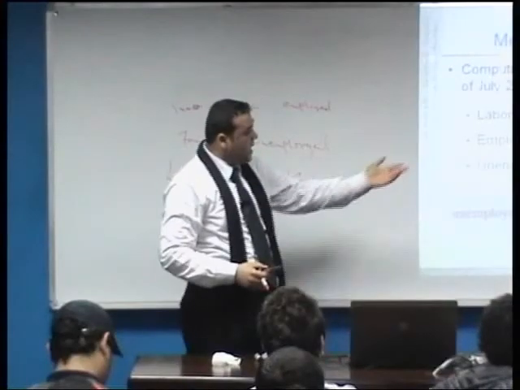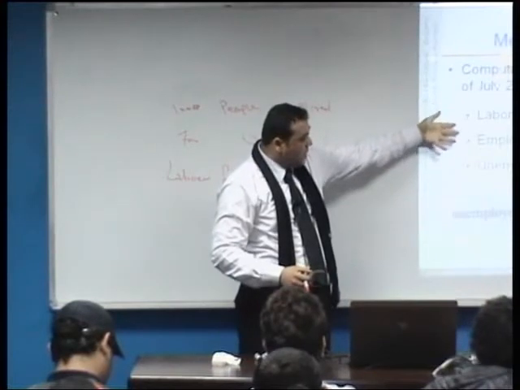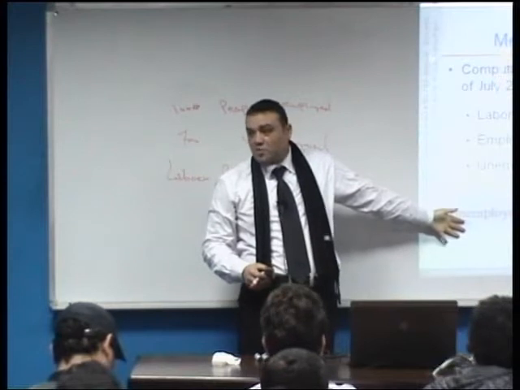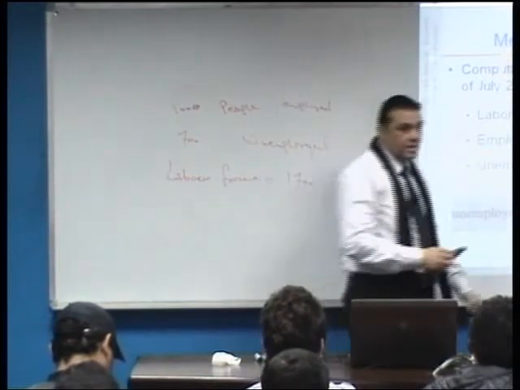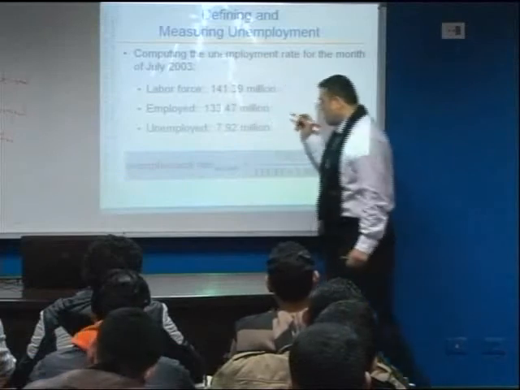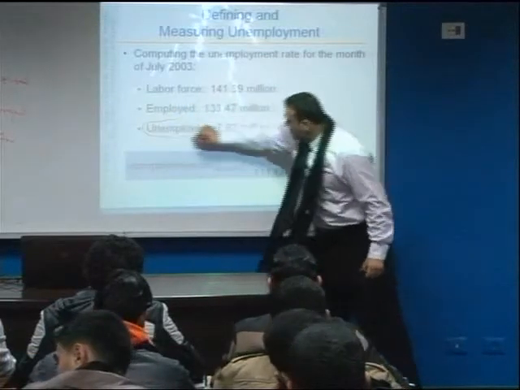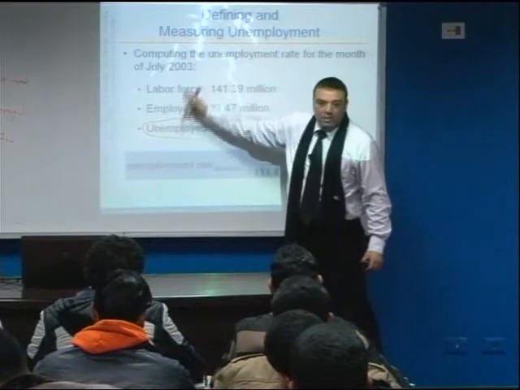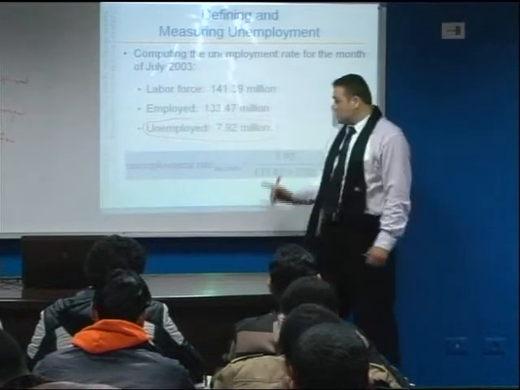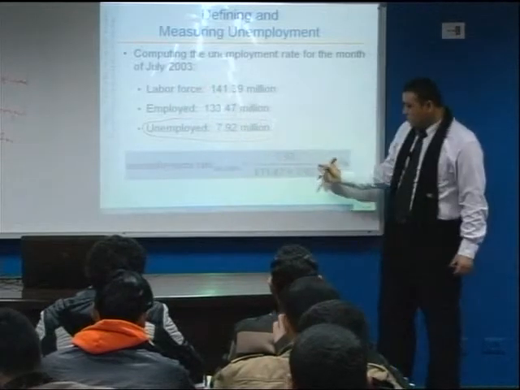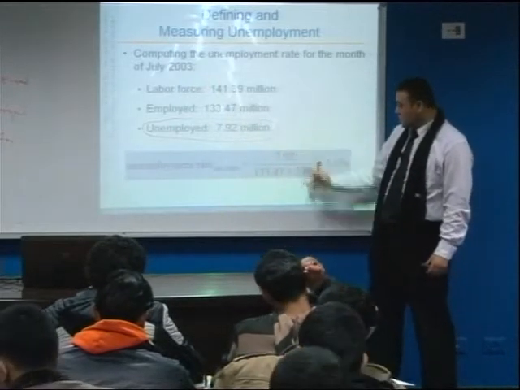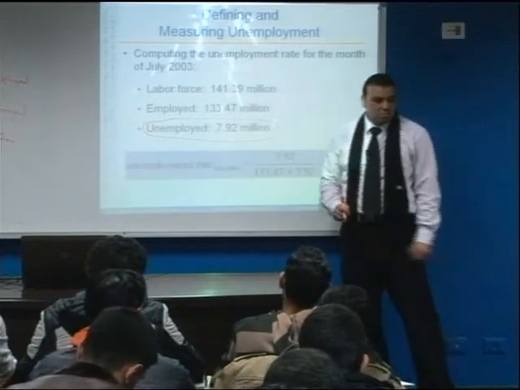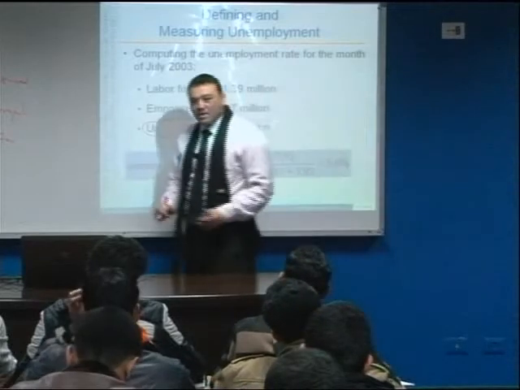So as you see, we have the labor force, employed, unemployed. The question is calculate the unemployment rate. The unemployment rate equals what? Unemployed over the summation of employed plus unemployed اللي هم labor force. صح? So equals this amount, or 7.92 over the summation or the number of labor force equals 5.6%. It's easy, I think. It's direct substitution.